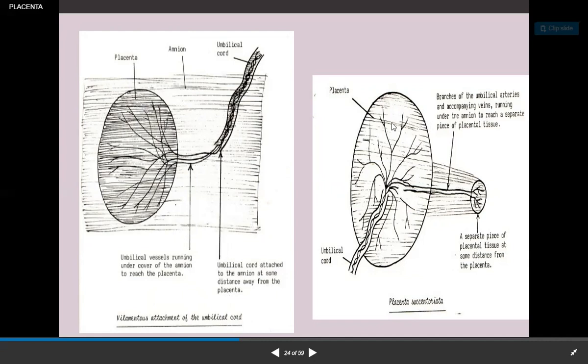And this is placenta succenturiata. This is the main placenta, and a separate piece of accessory placental tissue at some distance from the placenta. Branches of the umbilical arteries and accompanying veins run under the amnion to reach a separate piece of placental tissue. So this is the umbilical cord. That is placenta succenturiata.